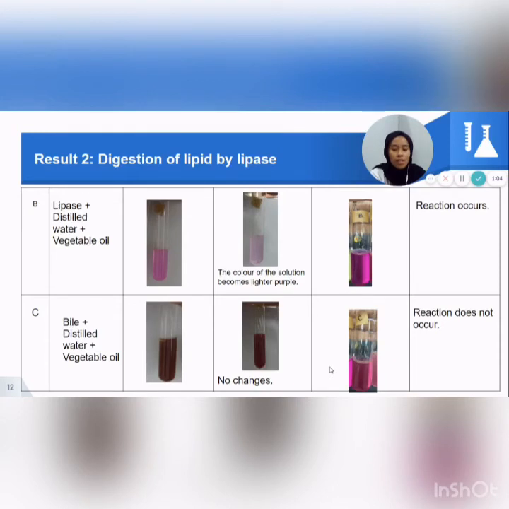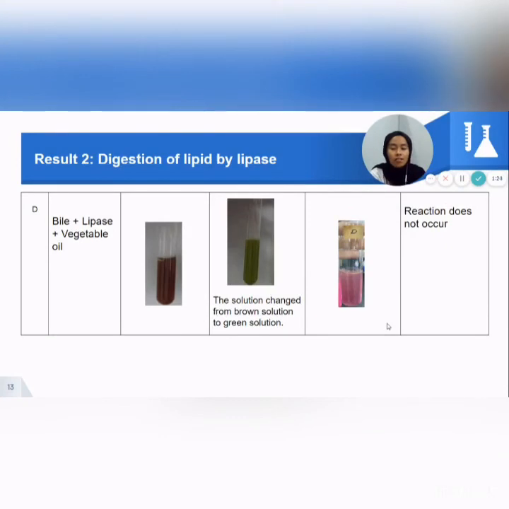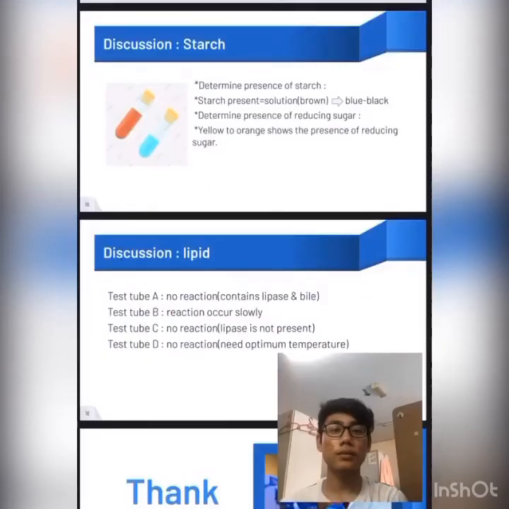For test tube C, as you can see, there is no change. This shows that the reaction does not occur. And lastly, for test tube D, the solution changed from brown solution to green solution. This means there is no reaction happening.